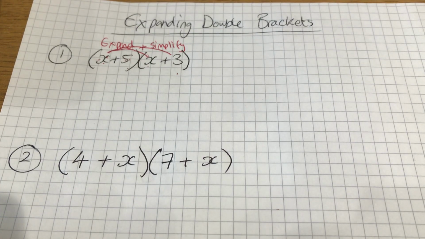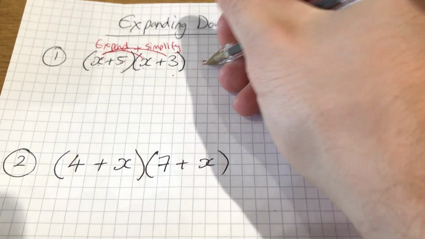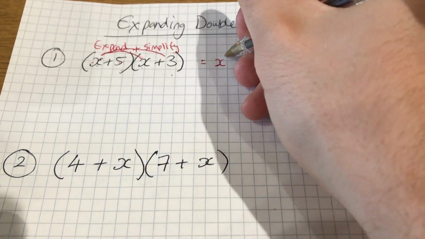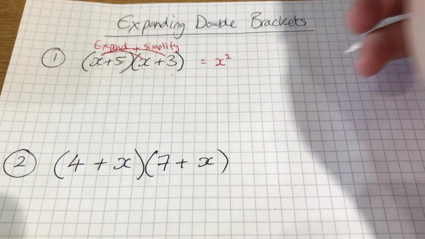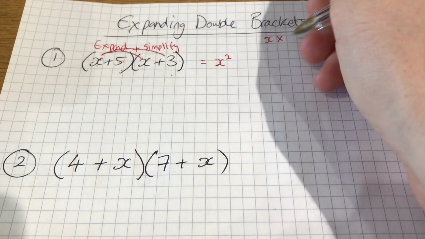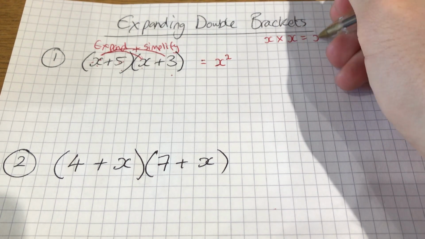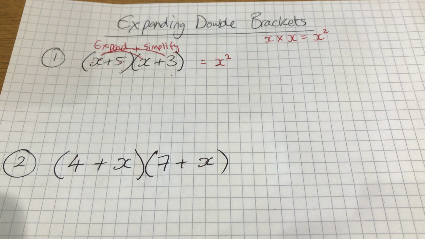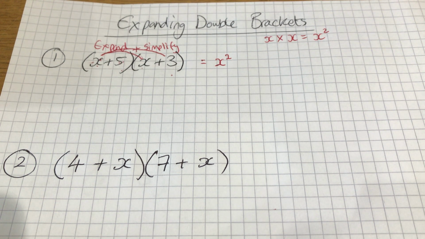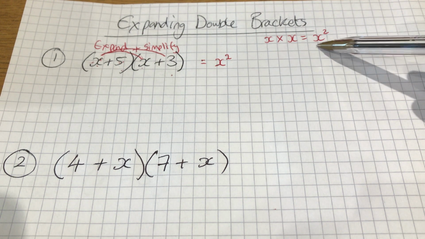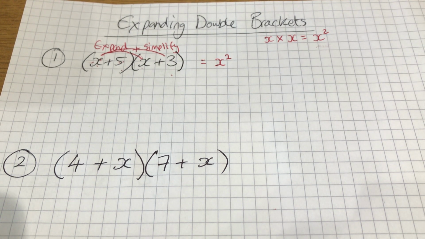Sorry about the mess there. X times x gives us x squared. Just note that down in case anyone's forgotten that bit. X times x is x squared, because 3 times 3 is 3 squared, 4 times 4 is 4 squared. Obviously with 4 squared, you know what 4 times 4 makes, 16. But with x squared, you can't go any simpler than that because you don't know what x is, so you don't know what x squared is.